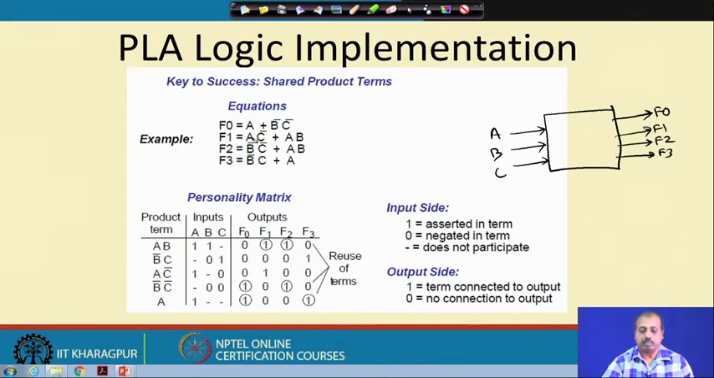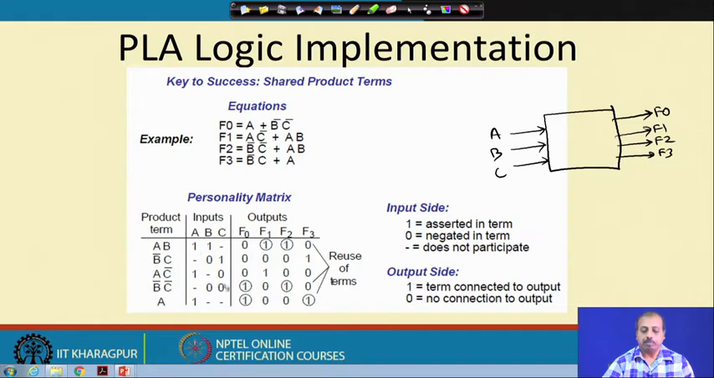So, this is just noting down the terms like A, B, B bar C, etc. The term A B can be represented as A and B, these are 1, and C is not there in the term. So, C is put as a dash. Similarly, B bar C, so A is not there, so A is put as a dash and B is put as a 0 and C is put as a 1.